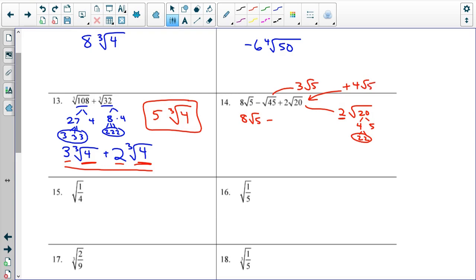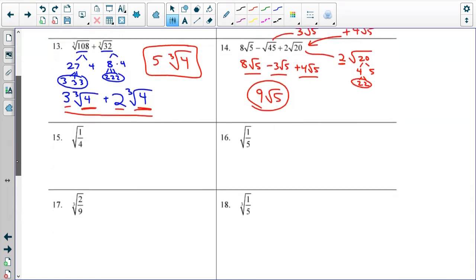So if I rewrite this, I have 8 root 5 minus 3 root 5 plus 4 root 5. So I have 8 minus 3 plus 4, which ends up being 9. And then my radical part, since it was all the same, I'm allowed to just keep that, treat it like a variable. So it's 9 times the square root of 5.